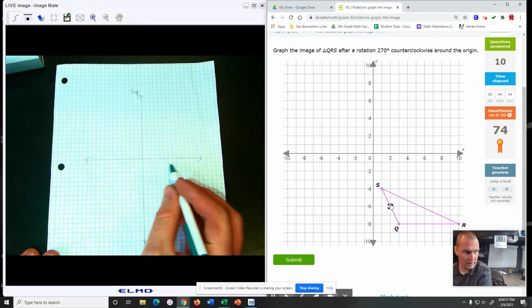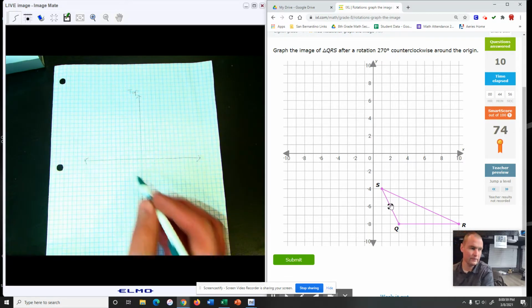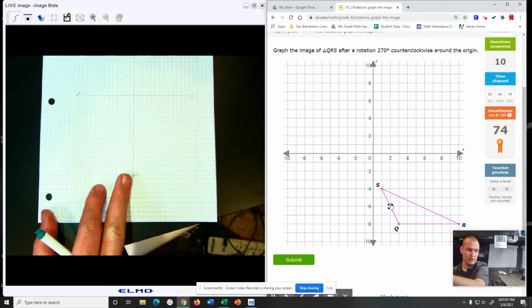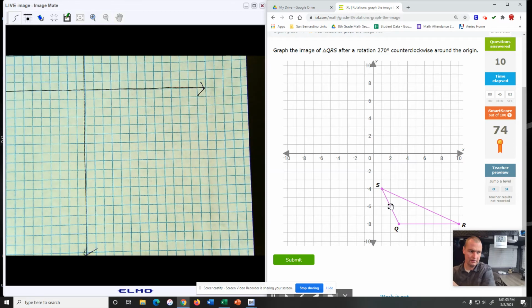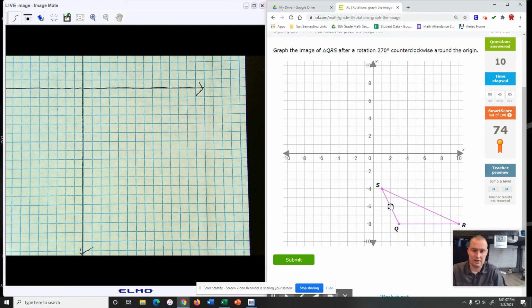And X is going across, Y is going up and down. And we're going to focus our attention on quadrant 4. That's what we got on our IXL here. All right, see, that didn't take that long. Now we're ready for another problem.